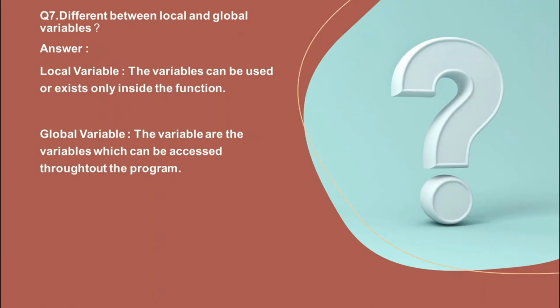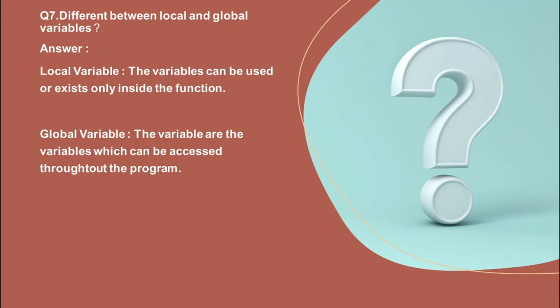Local variable: the variable can be used or exists only inside the function. The scope of that variable is inside that function or inside that procedure. That is what a local variable means. It has been defined in your function and it is local to that function. It cannot be accessed outside the function. If that function is called, then only that variable will be there. Otherwise it will not, and it cannot be called outside this function or procedure. So this is basically a local variable.